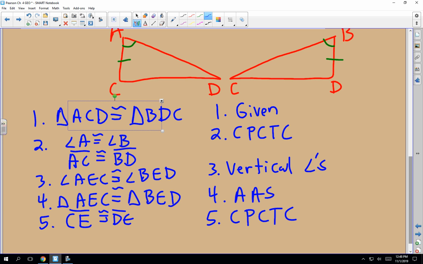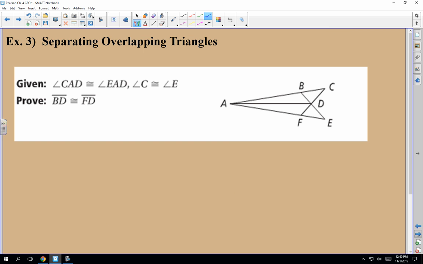So that's a little more complicated proof, the overlapping triangles. I have one more to do here with you, and then I'll put the homework up and you can get going on it. Separating overlapping triangles. So we're eventually going to prove that BD is congruent to FD.